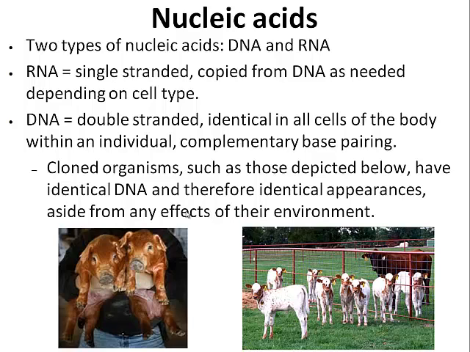So as we leave this topic then and finish our discussion of biological molecules, we want to mention that there's one other type of nucleic acid called RNA, ribonucleic acid. And so the differences between DNA and RNA are as follows. RNA is typically single-stranded. It's usually single-stranded, and it's copied from DNA as it's needed based on the cell type that's found in the body.